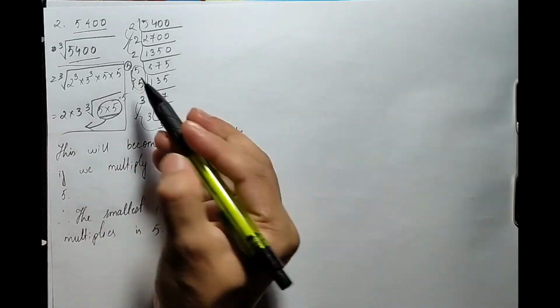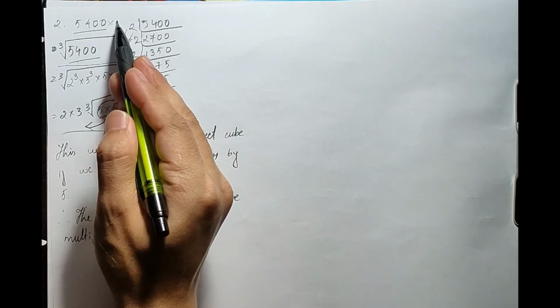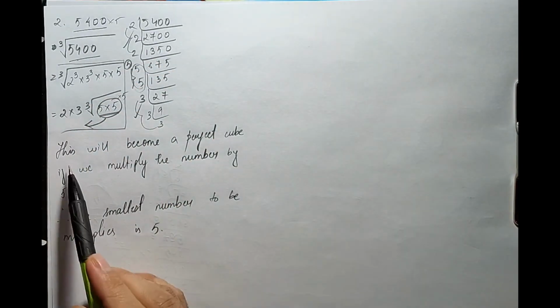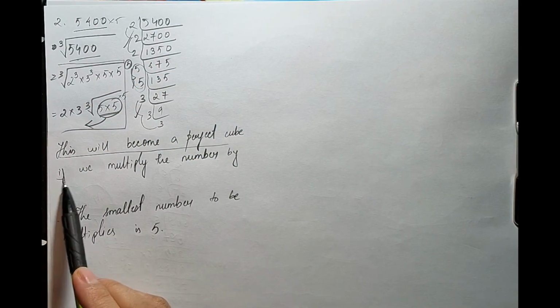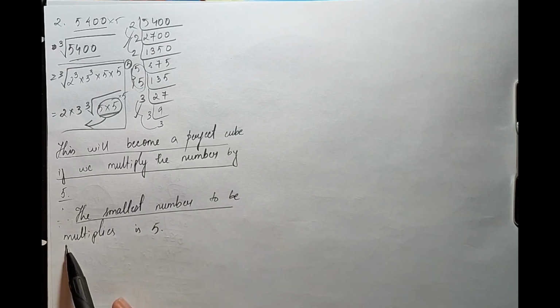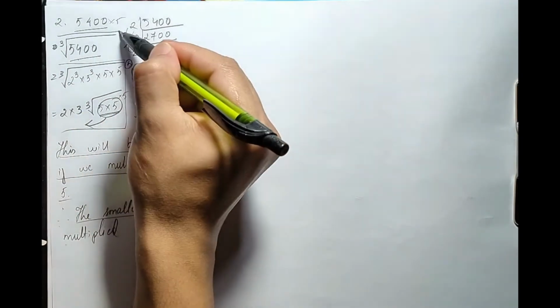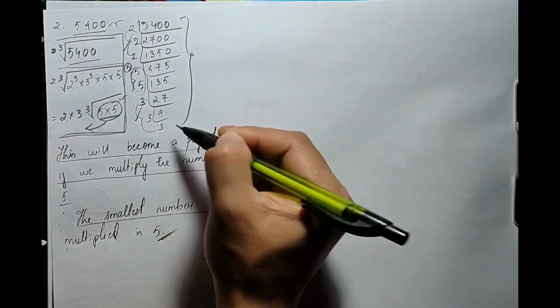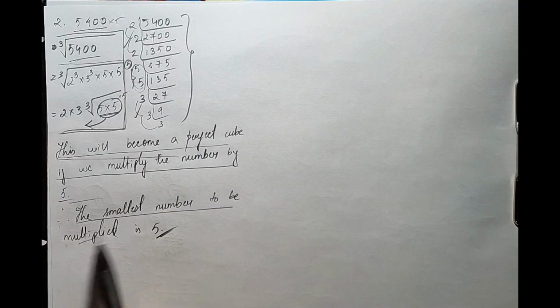So what can we do? We can simply multiply this whole number by 5 as discussed before. This will become a perfect cube if we multiply the number by 5. Therefore, the smallest number to be multiplied is 5. It's as easy as that. Please note that you don't have to do this part. This part is just for the explanation. You'll have to prime factorize it and you'll have to mention these lines.